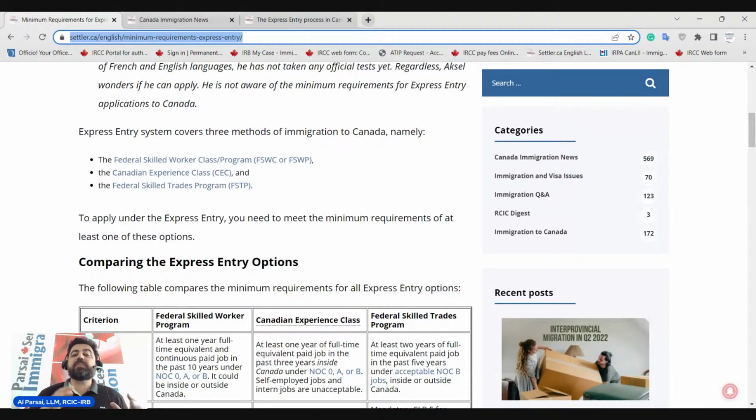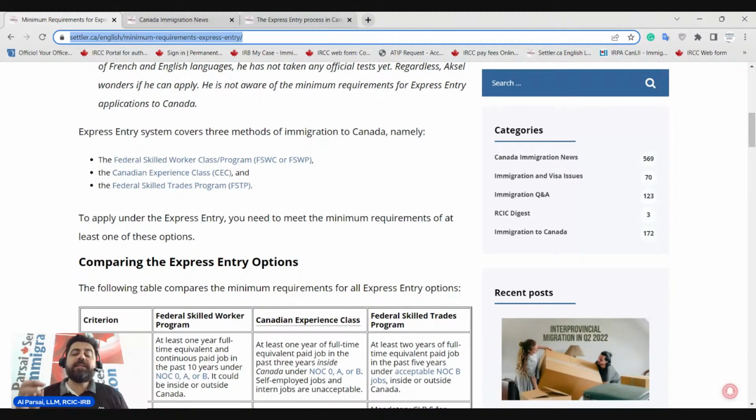In other words, Express Entry covers immigration to every province and territory in Canada, with the exception of Quebec. Canada has 10 provinces, so 9 out of those 10 provinces are covered by Express Entry. Canada also has 3 territories, and all those territories are also covered by the Express Entry system.